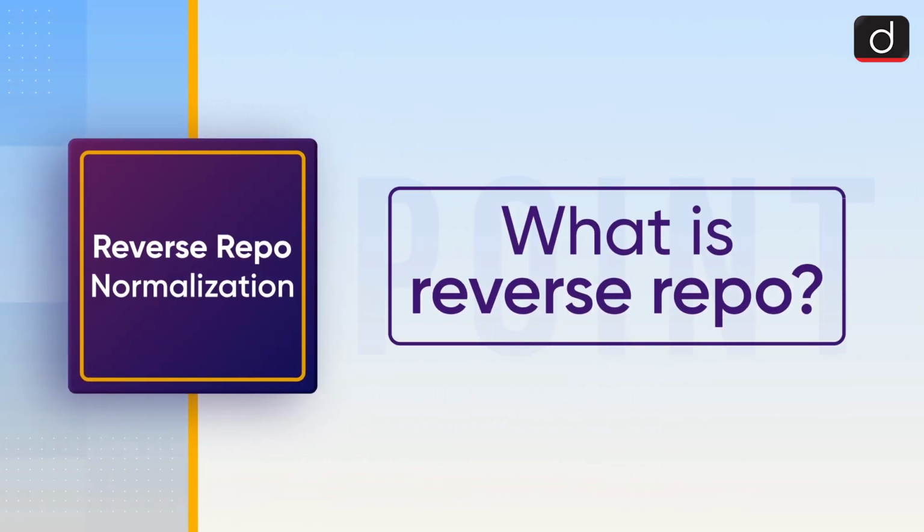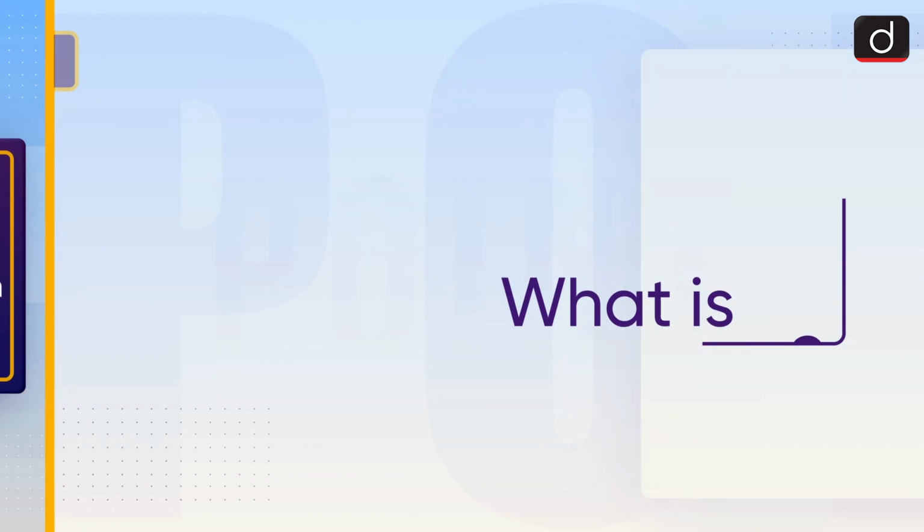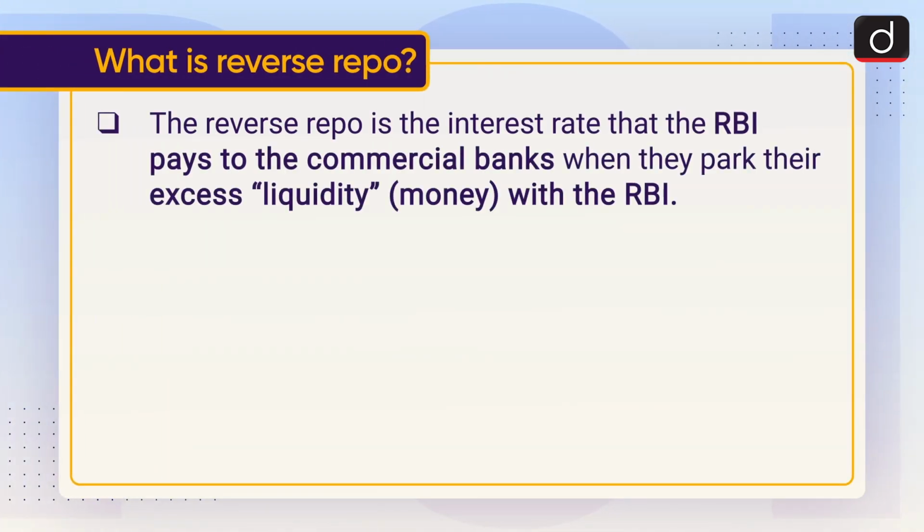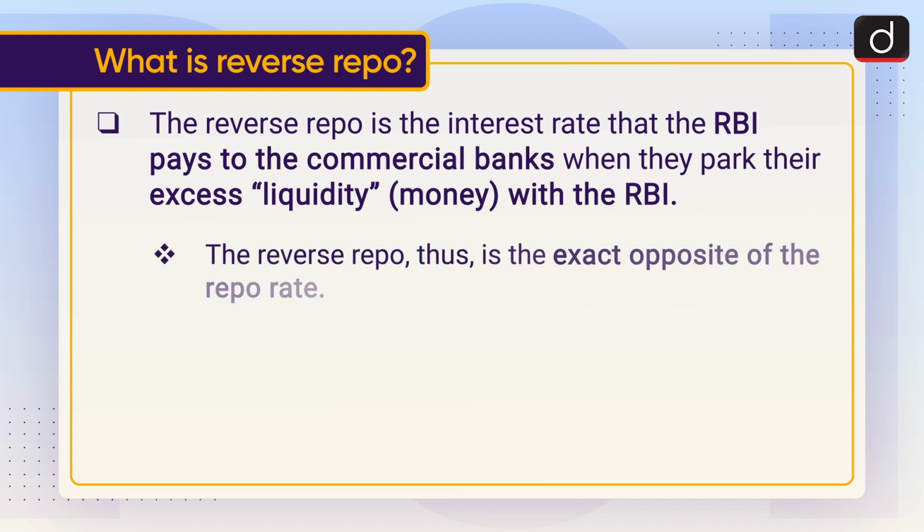Now let's understand what is reverse repo. The reverse repo is the interest rate that the RBI pays to the commercial banks when they park their excess liquidity or money with the RBI. The reverse repo thus is the exact opposite of the repo rate.